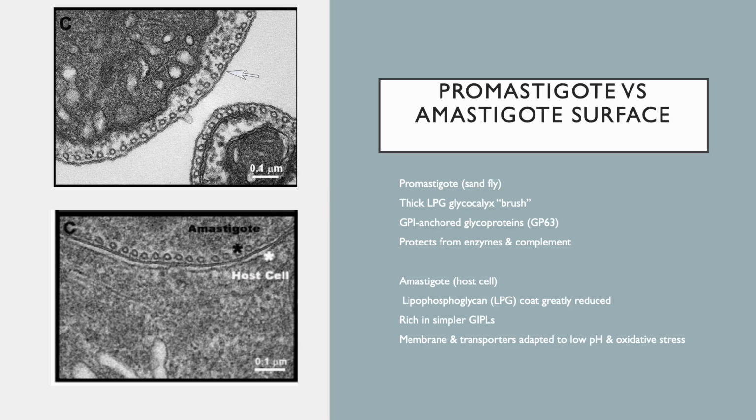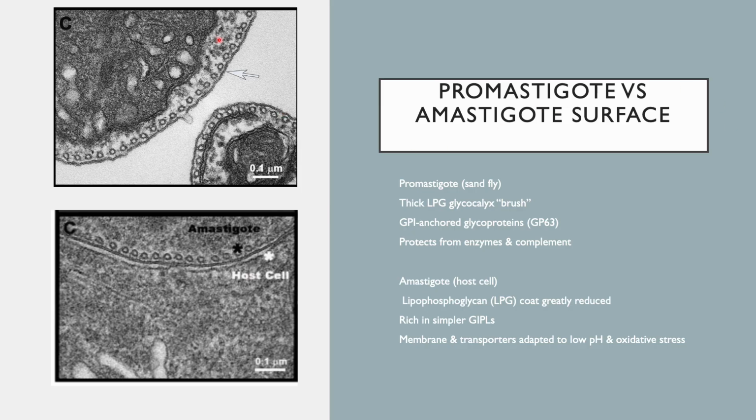So the biggest difference between the forms is their surface coats. The promastigotes in the sandfly have a thick layer of lipophosphoglycan, which for short is LPG, and GPI-anchored proteins. Then after being taken up by the host macrophages, the parasite converts into the amastigote form, and the LPG coat is greatly reduced. The membrane becomes richer in simpler GPI lipids, GIPLs for short, and transport systems adjust to low pH and oxidative stress, and these changes allow the parasite to replicate inside the phagolysosome.